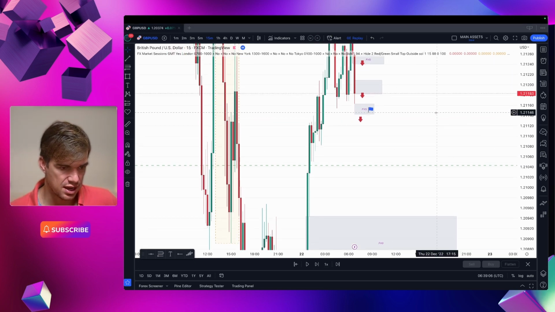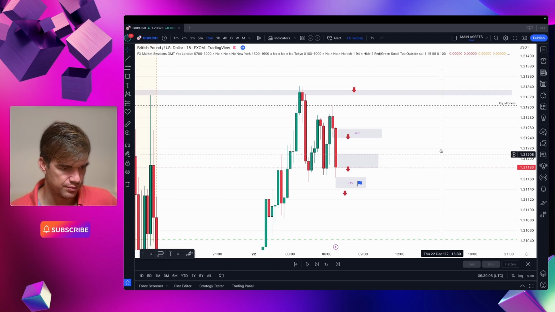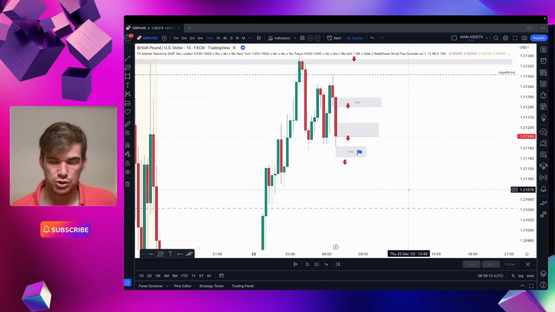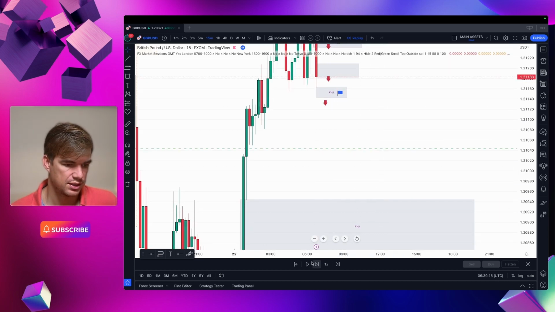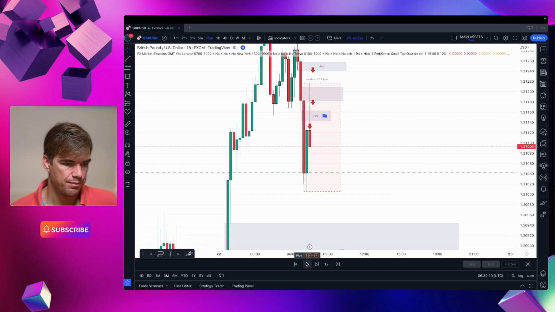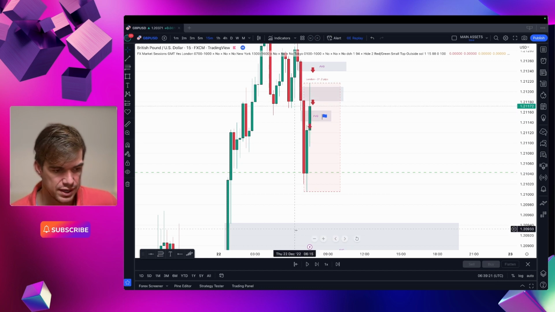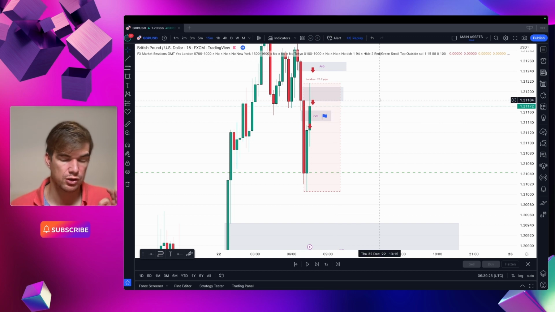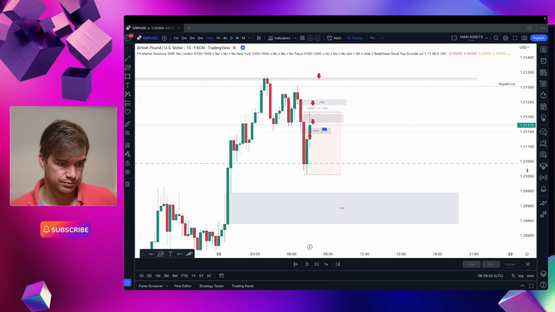As you can see, I was waiting for a break of structure of this, then find a fair value gap and short it. And let's see what happened. So that is a clear break from the structure. So now I've got a confirmed entry to go short.